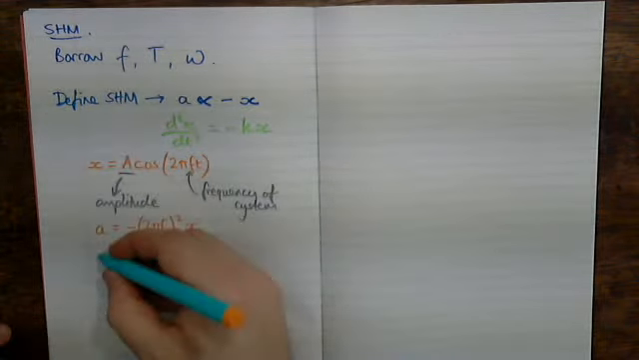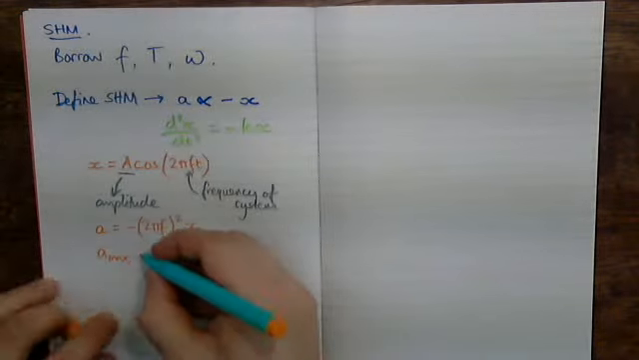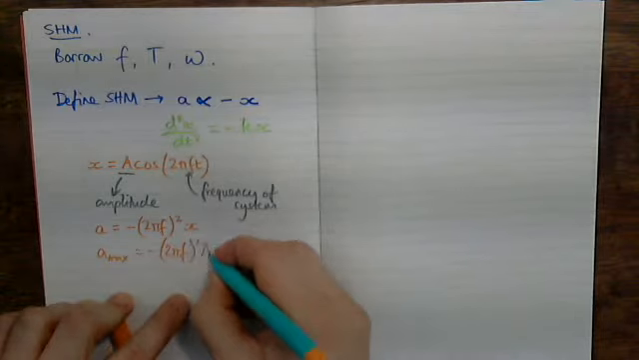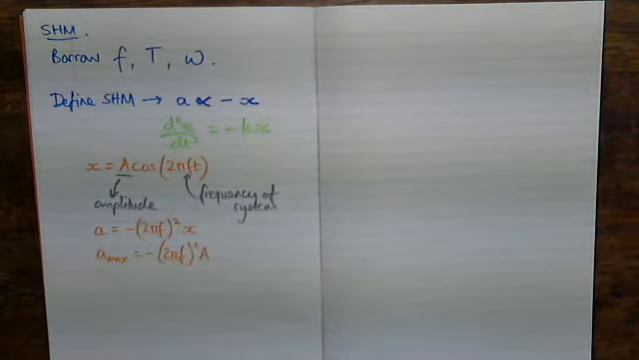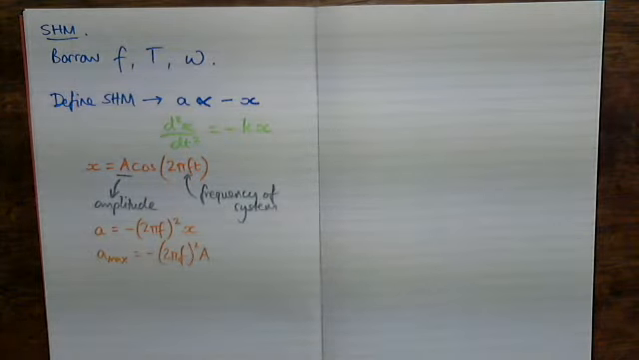This means I have a maximum acceleration of (2 pi f) all squared times A, which is also given to you on the problem sheet. So that's a maximum acceleration, but in reality the acceleration will vary depending on its position, and it will have zero acceleration when it's in equilibrium.